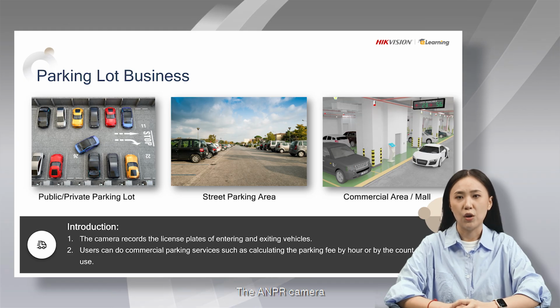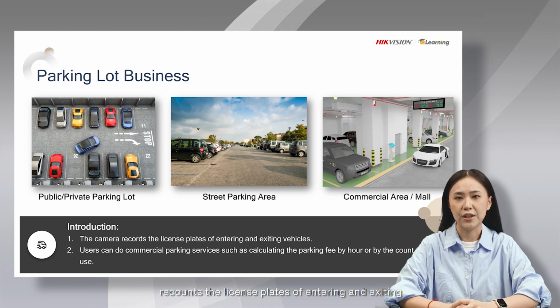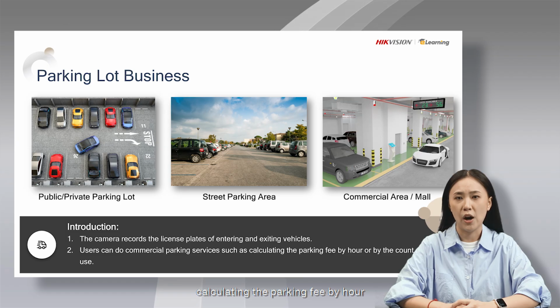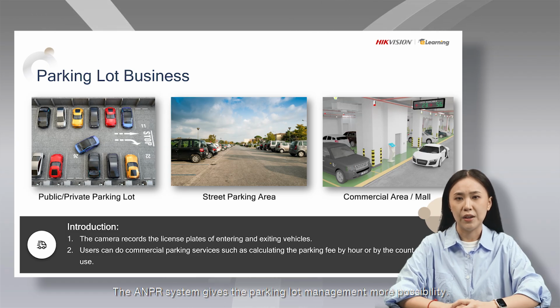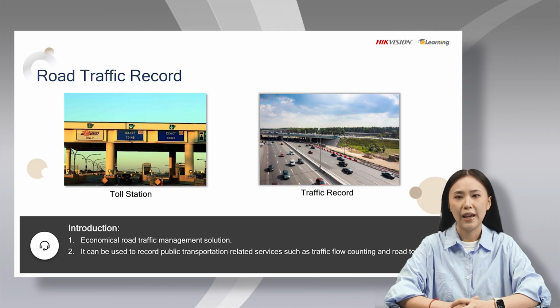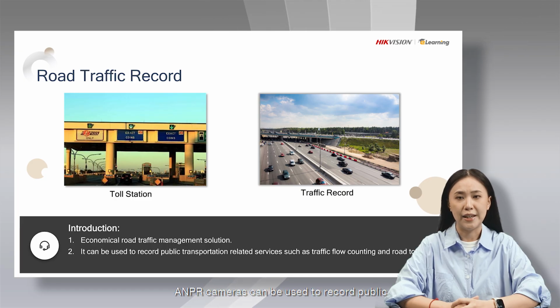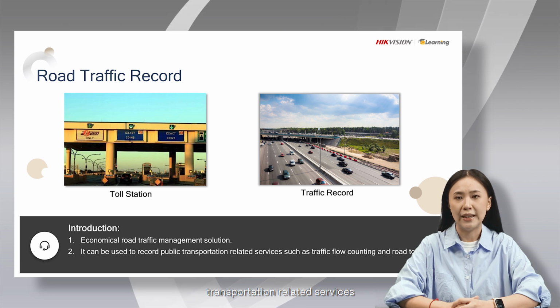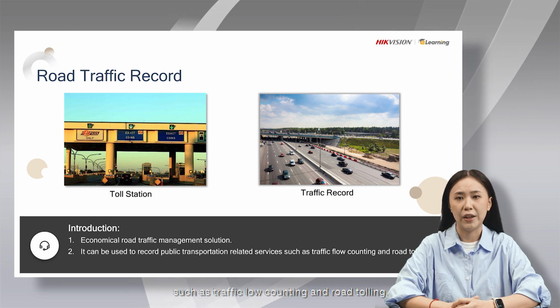The ANPR camera records the license plates of entering and exiting vehicles. Users can do commercial parking service, such as calculating the parking fee per hour or by the count of the use. The ANPR system gives the parking lot management more possibility. And the economic road traffic management solution with ANPR cameras can be used to record public transportation-related service, such as traffic flow counting and road tolling.